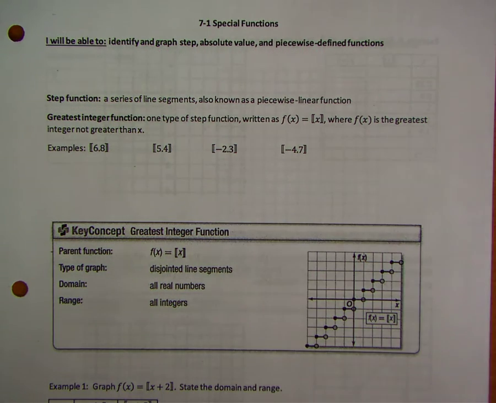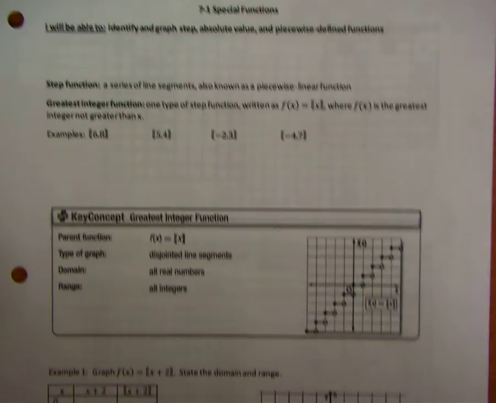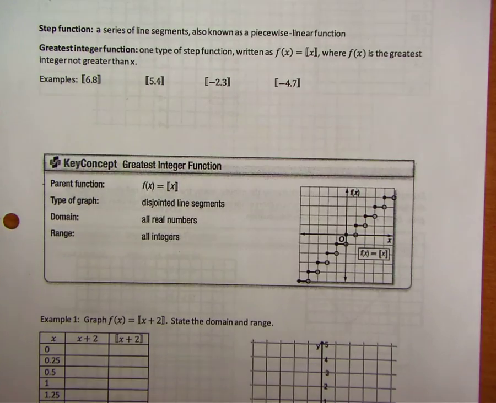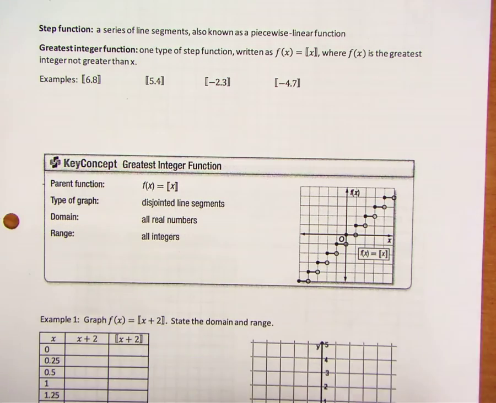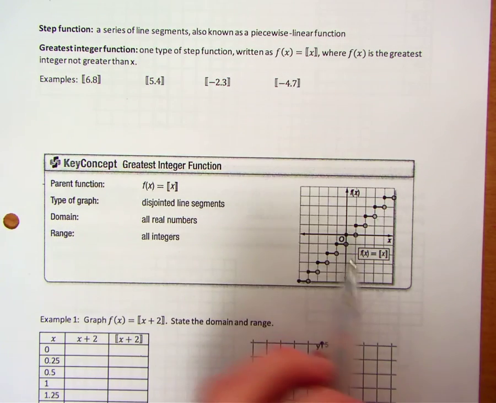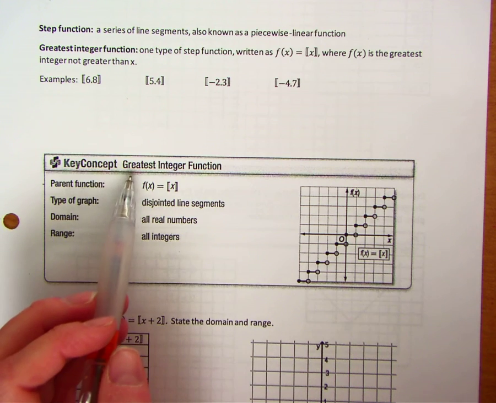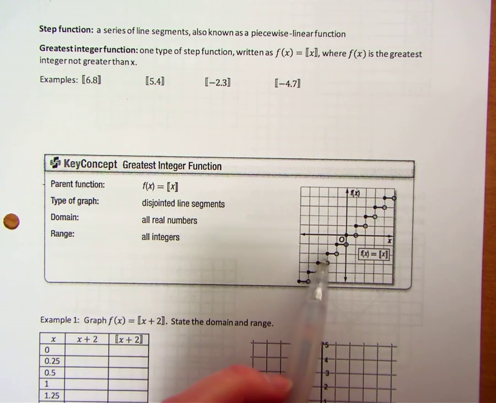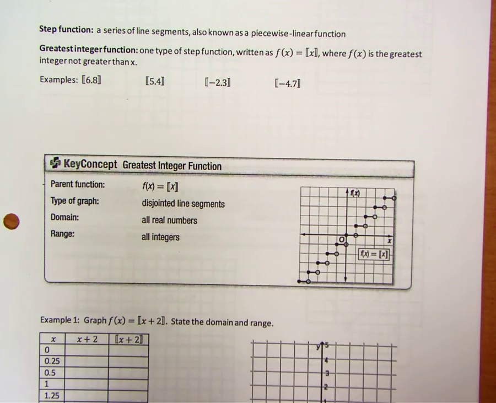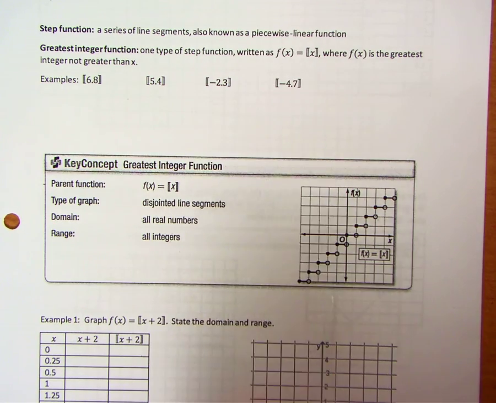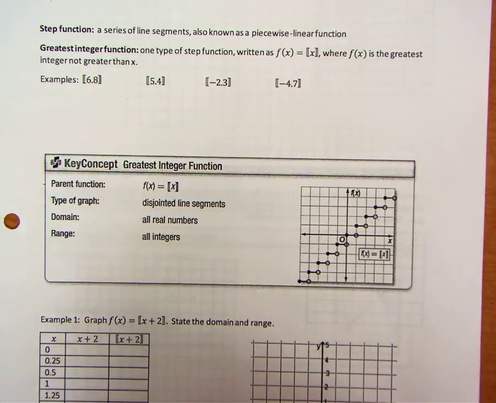Today we'll be talking about 7-1 special functions and specifically about step functions. A step function is a series of line segments, and it's also known as a piecewise function. If you look at the parent function of a step function, specifically a greatest integer function, you'll see that the image creates these little line segments that look sort of like steps. That's where the name step function comes from.